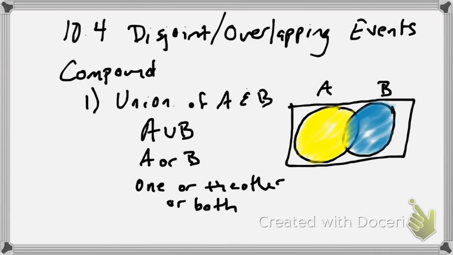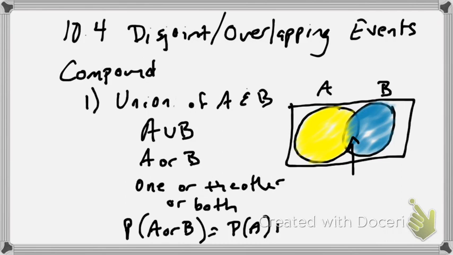But you're going to notice a couple things happen right there. When I shaded that in, this part in the middle got shaded twice. So if I want to figure out the probability of A or B happening, I want to take the probability of A, and I want to take the probability of B. But what we just did was we counted that space in the middle 2 times, right? This thing right here has been counted twice.